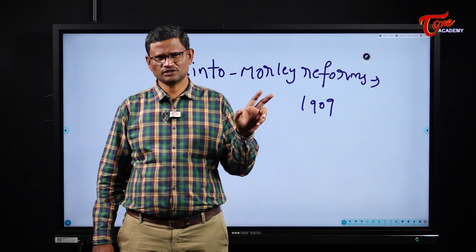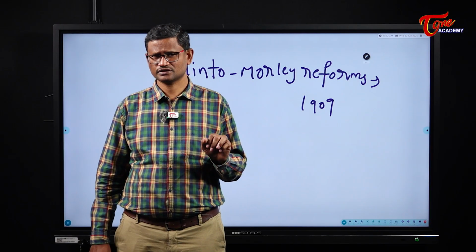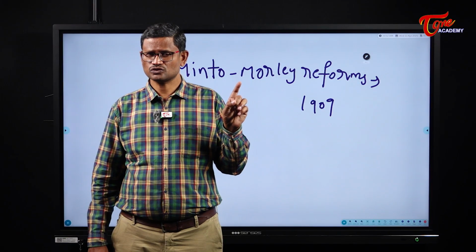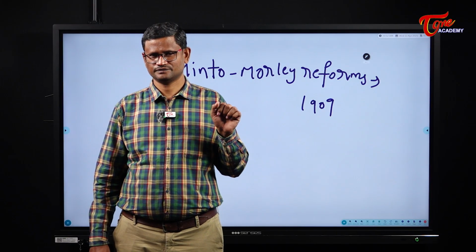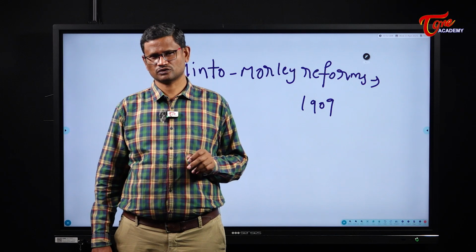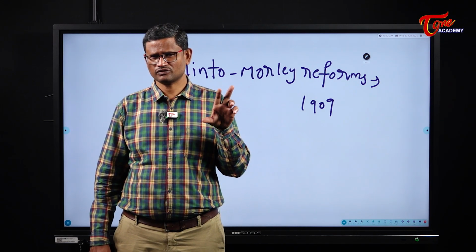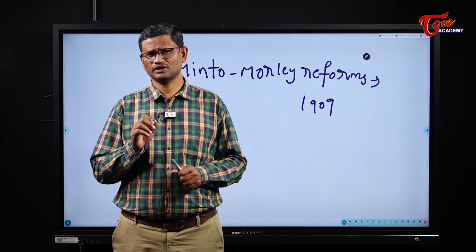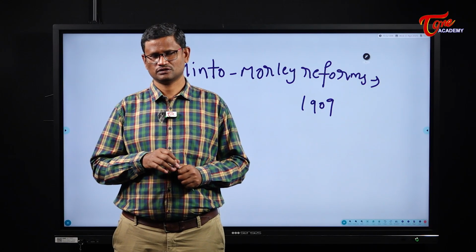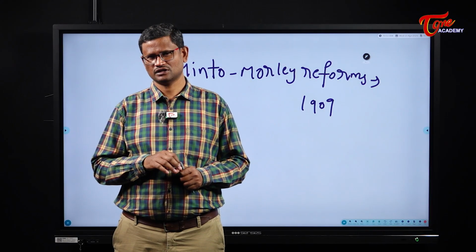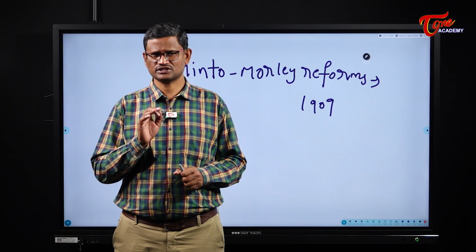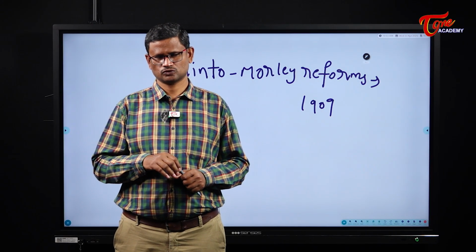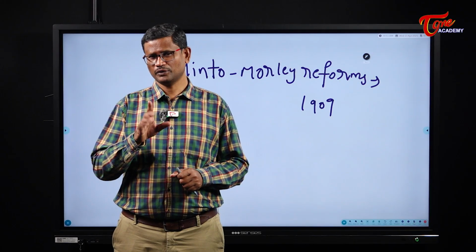Then the second reason why the Minto-Morley reforms is important is because earlier, Indians were associated in the process of lawmaking. They were made members of the Central Legislative Council. But under the Minto-Morley reforms of 1909, for the first time, an Indian was made a member of the Viceroy's Executive Council. And this man is S.P. Sinha. Satyendra Prasad Sinha was the first Indian to become a member of the Viceroy's Executive Council. So these are the two important features of Minto-Morley reforms.